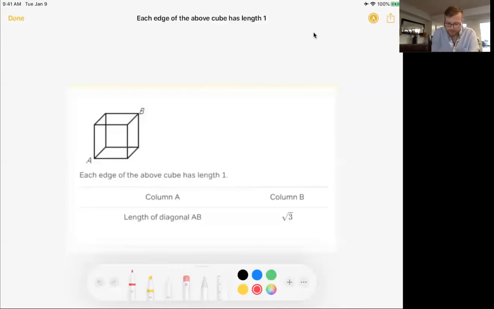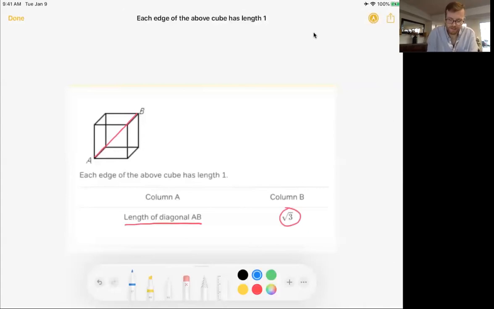So you're looking at this length of diagonal AB. Really, that's what you need because you need to compare it to this value √3. So that's this diagonal here, if I can draw it in there. And in order to get that, you're going to have to look at a couple different triangles.